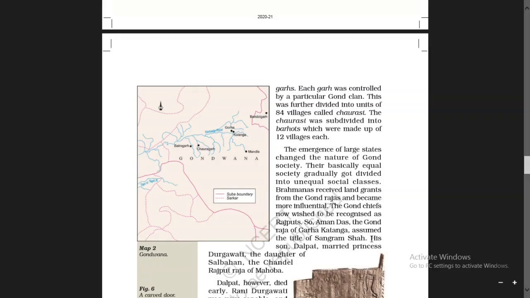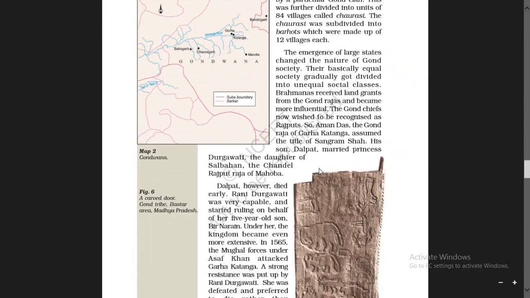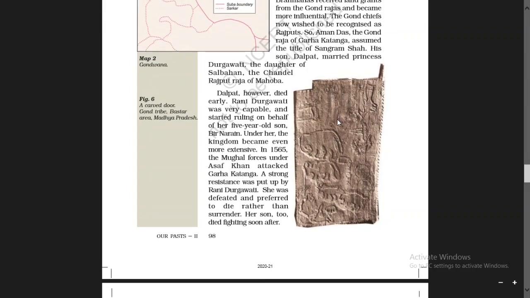His son Dalpat married Princess Durgavati, the daughter of Salbahan, the Chandel Rajput Raja of Mahoba.